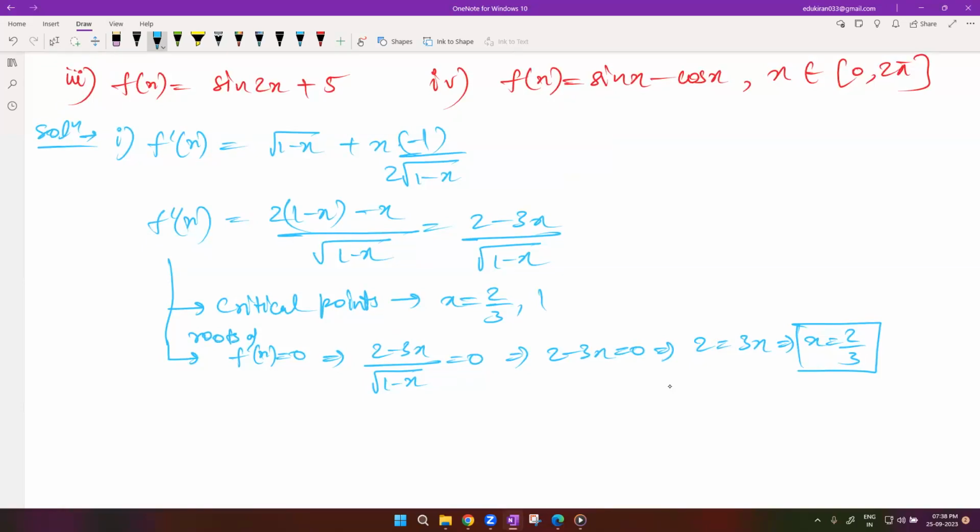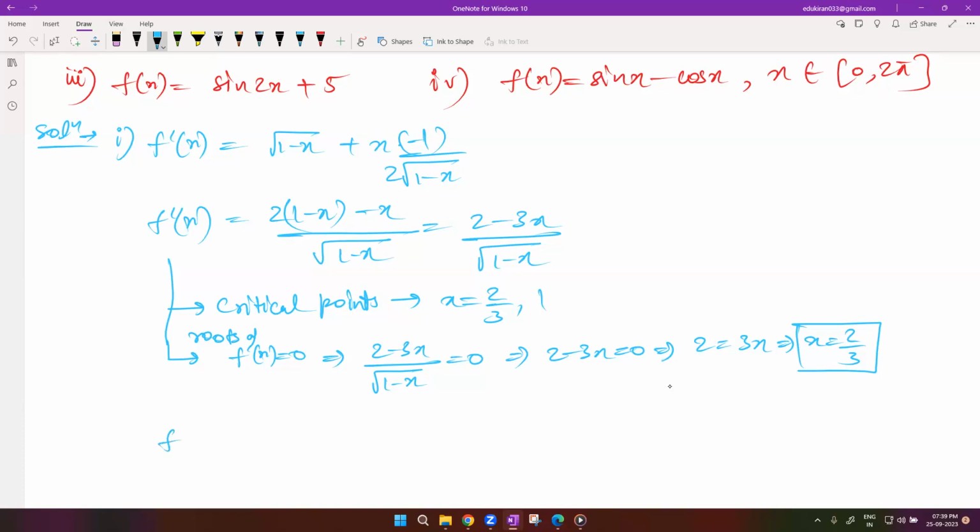Now, to find out whether it's a point of local minima or maxima, either we can go through first derivative or second derivative. But in this particular case, I guess first derivative will be easy because we can directly eliminate this root over 1 minus x. This quantity would always be positive. So this only depends on 2 minus 3x, right? And you can observe that this root will always give you a positive quantity. So take a value which is less than 2 by 3 and take a value which is greater than 2 by 3, and you can directly have your answer.